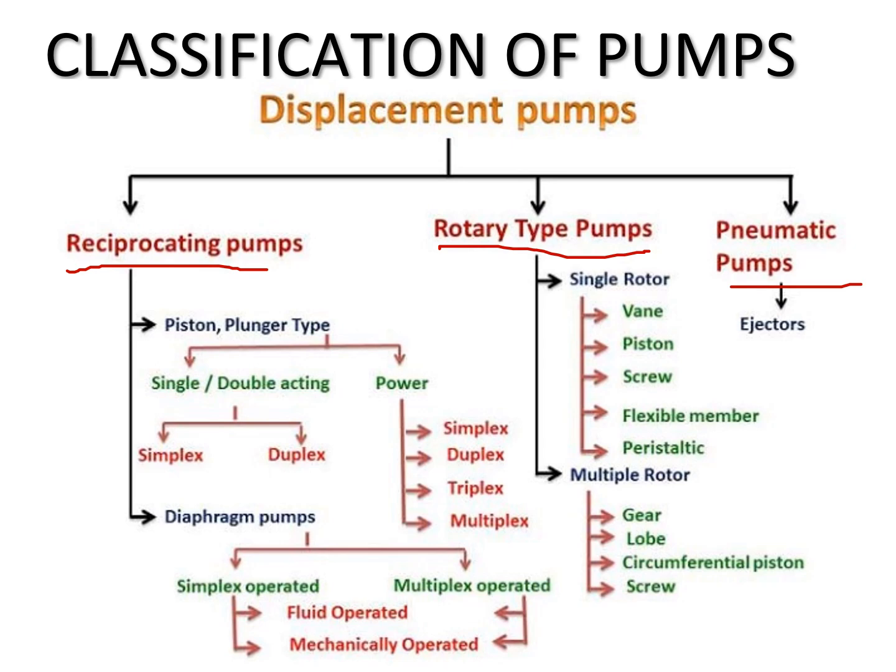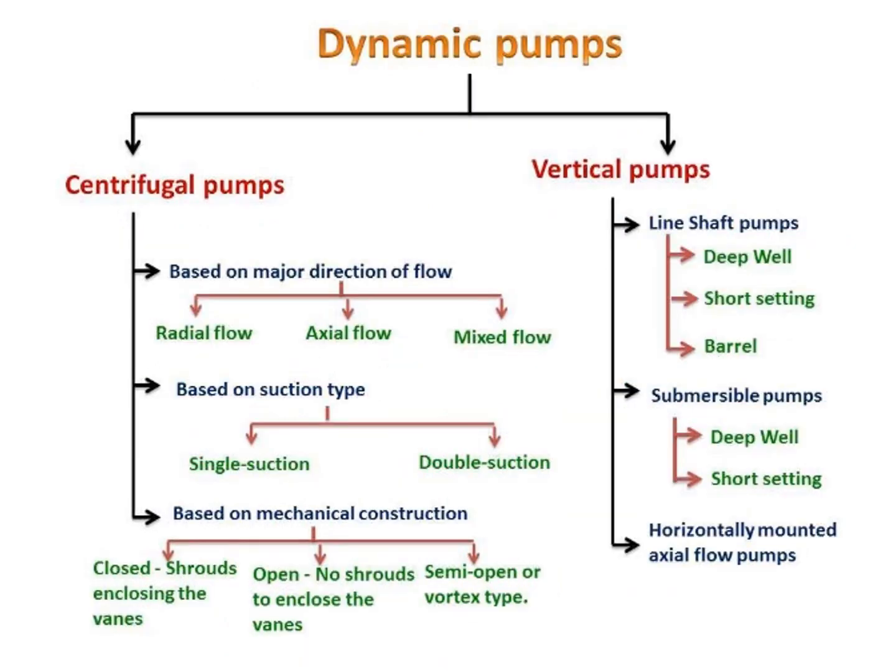The rotary type pumps have vane, piston, screw, flexible member, and peristaltic types. These are things where a rotation takes place. It still looks like a piston or plunger type, but the rotation takes place in these rotary type pumps. Another one is pneumatic type pumps. There are also multiple rotors in rotary type pumps. These are all the basic classifications in displacement pumps.